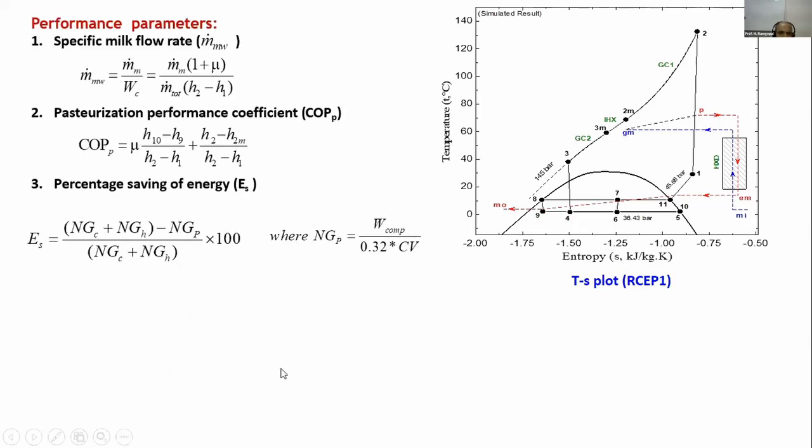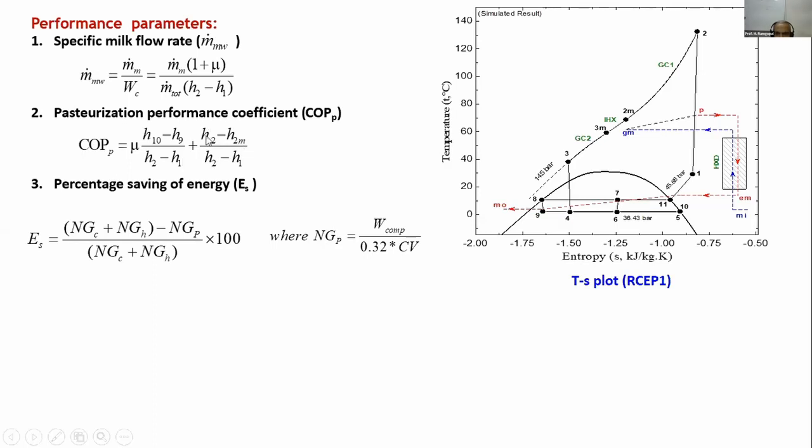And we have defined these performance parameters. For example, one important parameter is what is called the specific milk flow rate. That means what is the milk flow rate per kilowatt of compressor power input. So you can see that m dot m is the total milk flow rate divided by the compressor power input. So in terms of the state properties and the entrainment ratio, you can show that this is equal to this parameter.